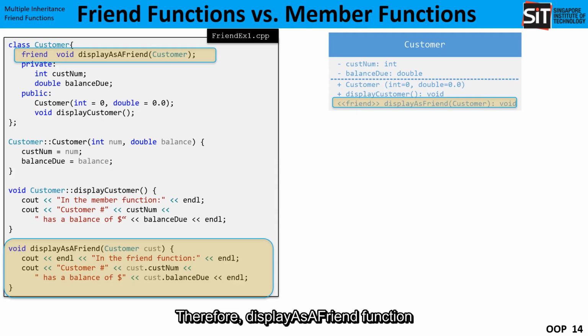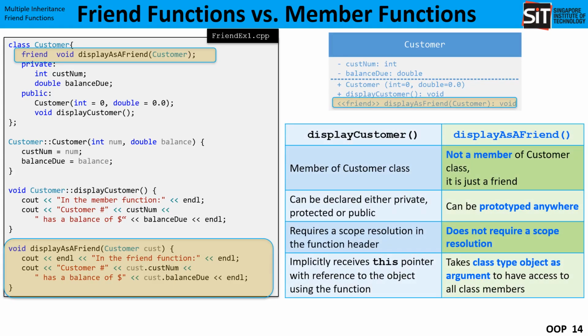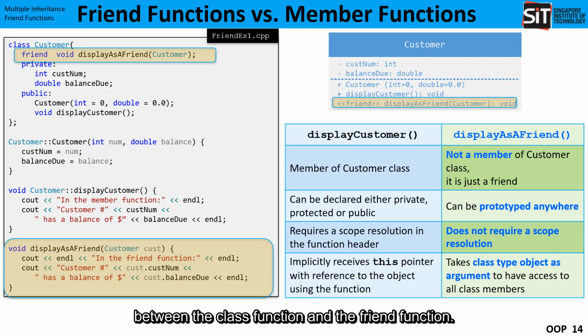Therefore, display as friend function is not a member of the customer class. Simply said, it is a friend. We can prototype it in any portion of the class declaration you want. The prototype of display customer and the display as a friend exhibit the differences between the class functions and the friend function.